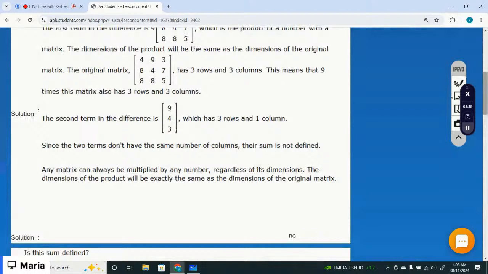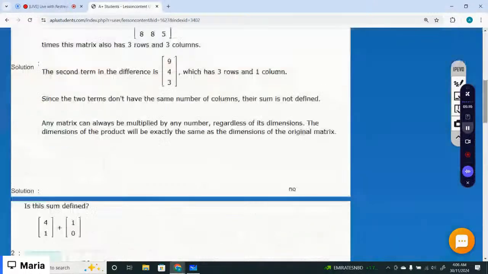The second term in the difference has 3 rows and 1 column. Since the two terms don't have the same dimensions, their difference is not defined. Any matrix can always be multiplied by any number regardless of its dimension. The dimensions of the product will be exactly the same as the dimensions of the original matrix. So when you are going to add two matrices, they both must have exactly the same dimensions, right?